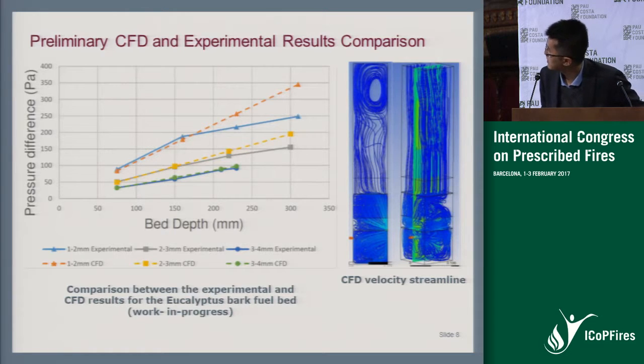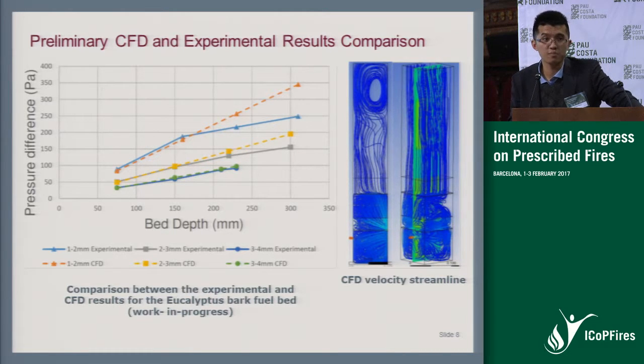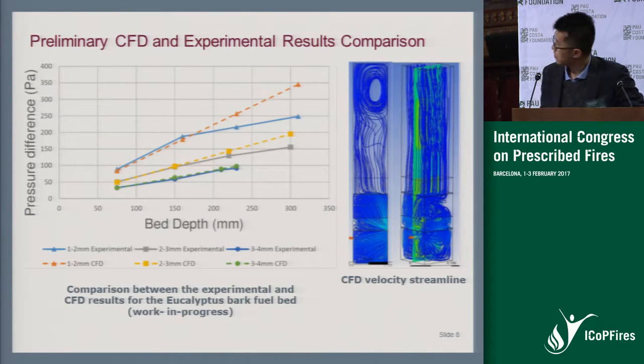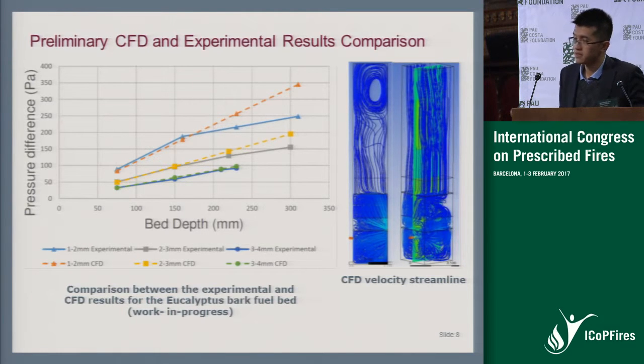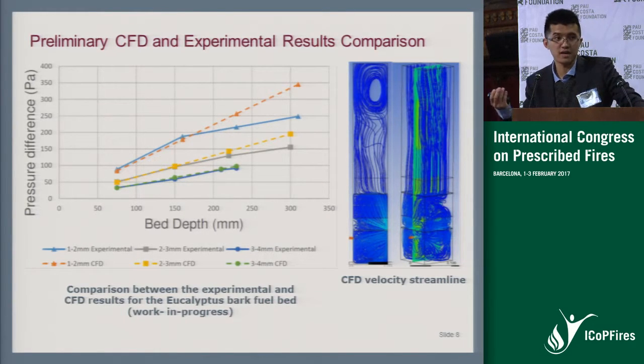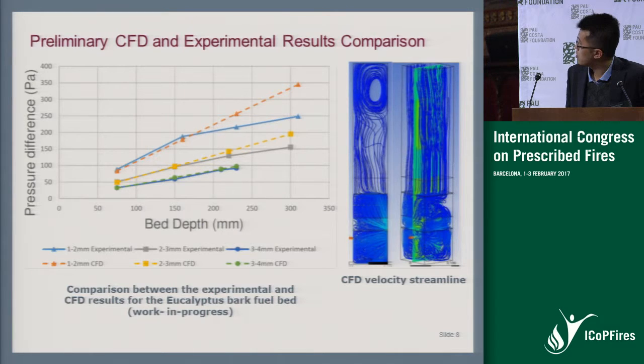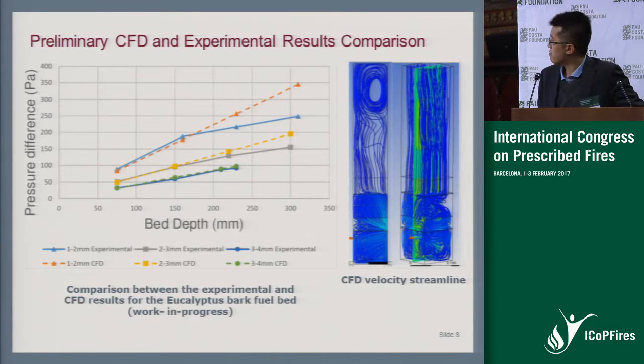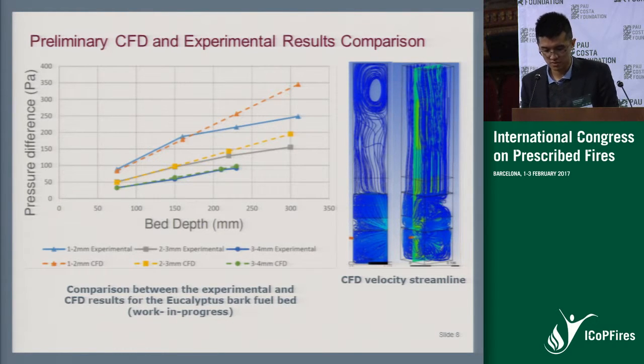Here are some preliminary results. By the way, we also developed a computational fluid dynamics model, which can help us determine and predict the permeability of the fuel bed. On the right-hand side is a CFD velocity streamline, which basically shows how the air or oxidizer enters the reactor and goes through the fuel bed. On the left-hand side is a comparison between the experimental and CFD results for an example eucalyptus bark fuel bed. You can see that the CFD results showed a good overall agreement with the experimental results.